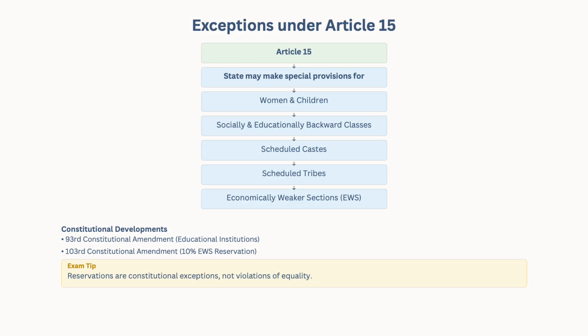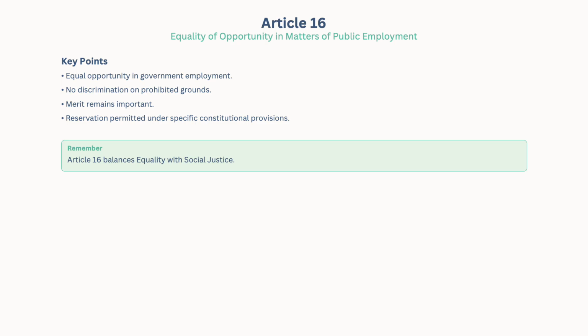The 93rd Constitutional Amendment Act provided reservation in educational institutions, and the 103rd Constitutional Amendment Act provided 10% reservation to economically weaker sections. Reservations are constitutional exceptions, not violations of equality. If you write in the mains examination that reservation is discriminatory in nature, you will not get marks. You have to write that these are constitutional exceptions, not violations of equality. We all have opinions, but we have to leave them aside and say that it's a constitutional exception, not a violation of equality.